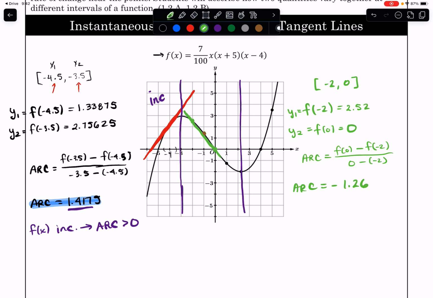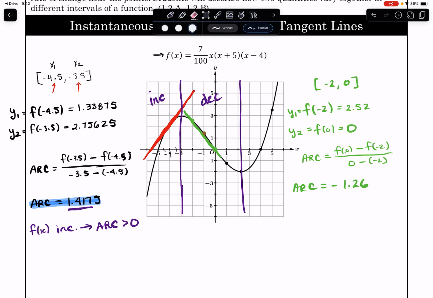And look at that value right there, okay? Notice that in this portion of the graph, the graph is again decreasing. And where it's decreasing, notice that the average rate of change is now a negative number in that portion.